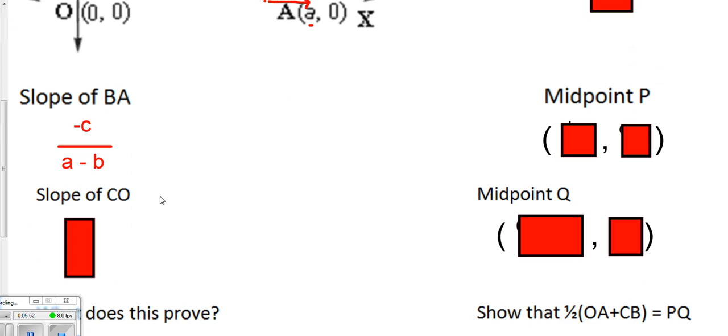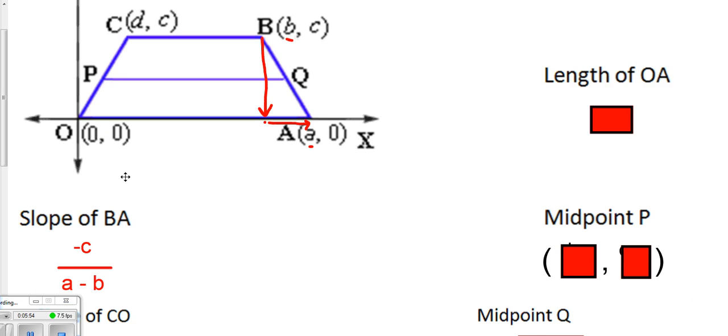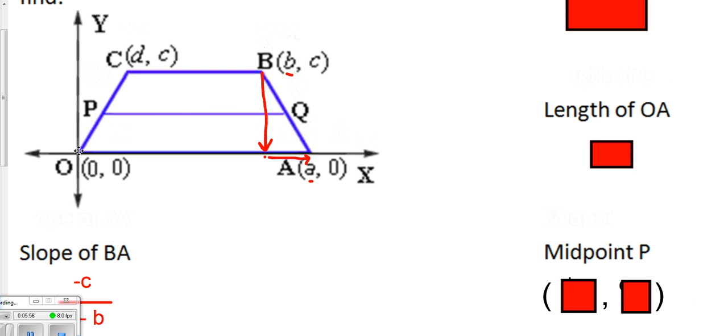So the next one we need to look at is the slope of C, O. So this piece right here, going from O up to C. Well, this one is a little bit easier. We have 0 and 0, so we're going up a certain amount, and we're going over a certain amount. From here to here, how far up are we going? Well, again, that's just C.